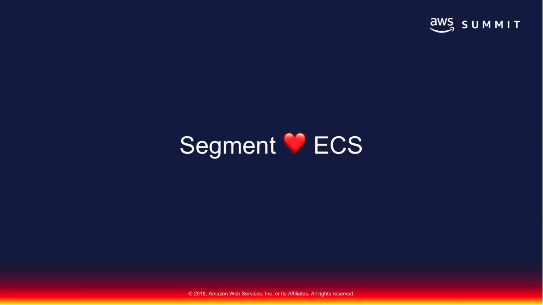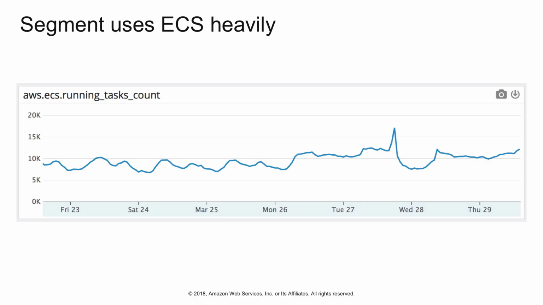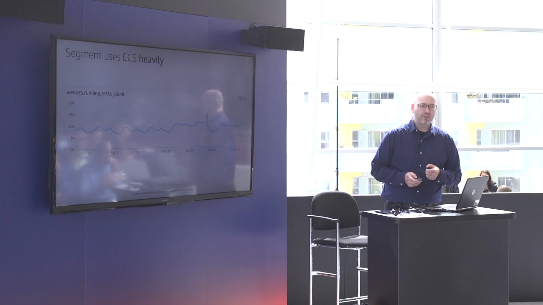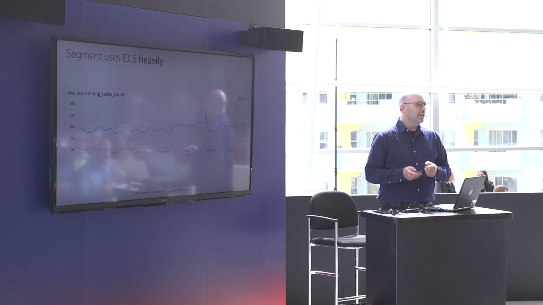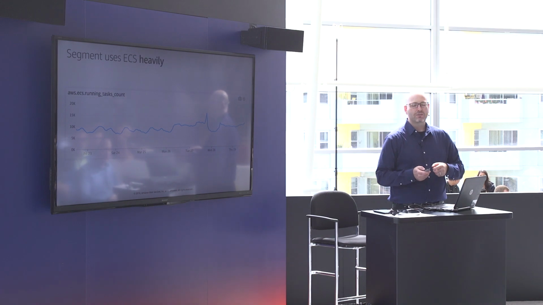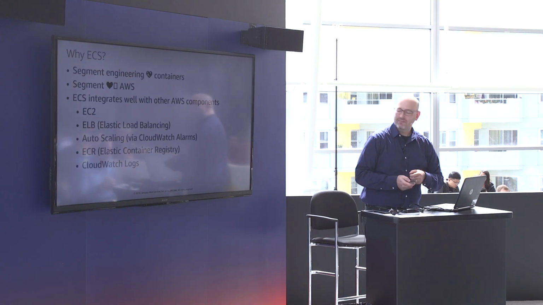A little bit of Mojibake there. Sorry about that. It looked better on my Mac, but Segment loves ECS. We're huge users of ECS. How big? As of last week, this was our container workload graph. As you can see here, we regularly run over 10,000 ECS tasks. This is in production, by the way. Sometimes that number goes up and down with autoscaling, but we run very, very large container workloads on ECS.